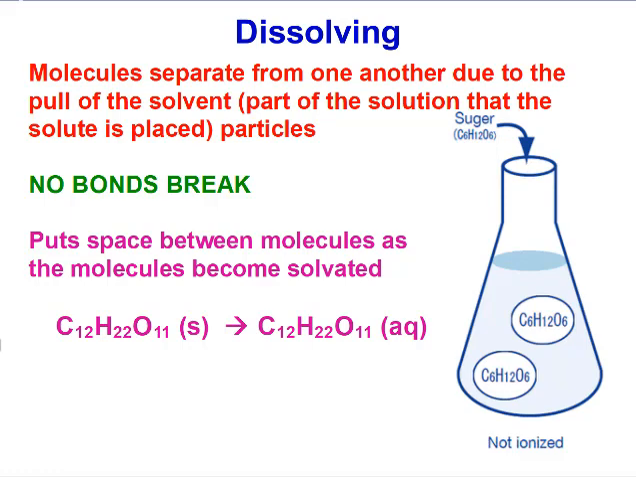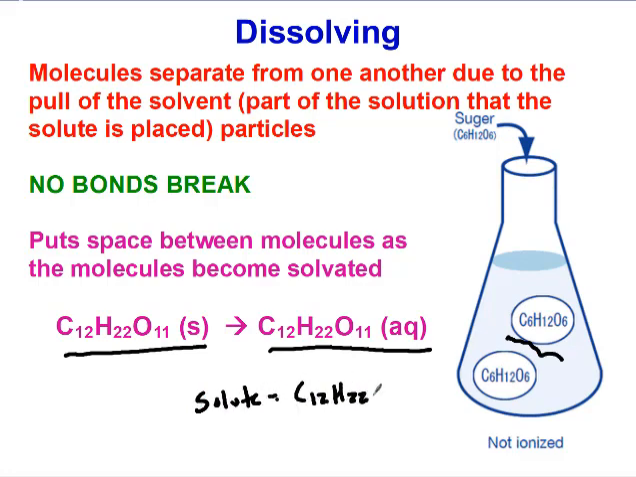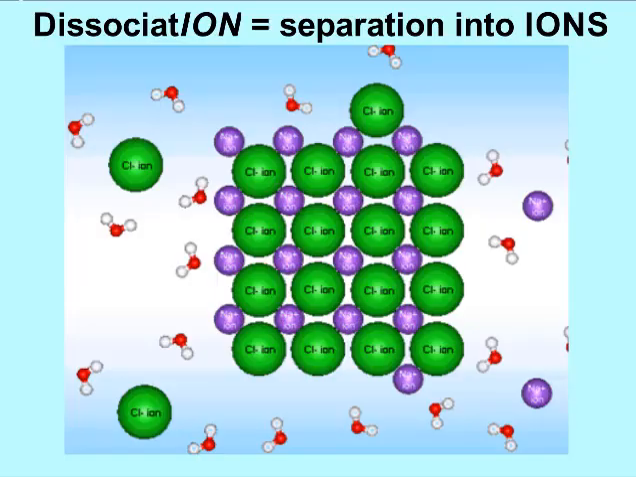Solvated means dissolved. So here we have sugar, or sucrose. Sucrose is a solid, and it turns into sucrose aqueous. Notice that there's space between them. So in this case, our solute would be the sucrose, and our solvent would be water, because remember that aqueous means dissolved in water. So the sucrose stays together in the sense that the carbon, hydrogen, and oxygen bonds stay connected.